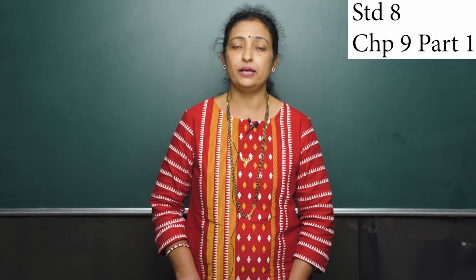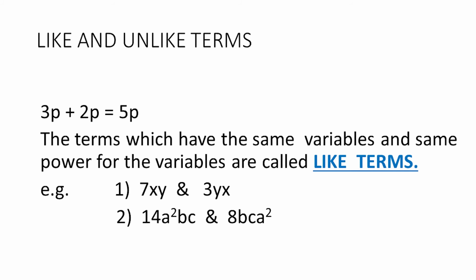Now let us study today like terms and unlike terms. Suppose I have 3 pens and I have 2 more pens. How many pens in total do I have? 5 pens. So if I represent each pen by a letter p, then I will get 3p plus 2p is equal to 5p. If you observe these two terms, you will see that they have the same variable. So such terms which have the same variable and the same power are called like terms.